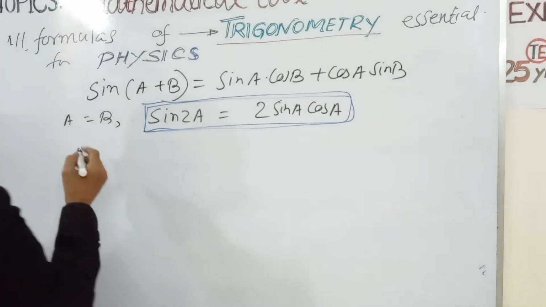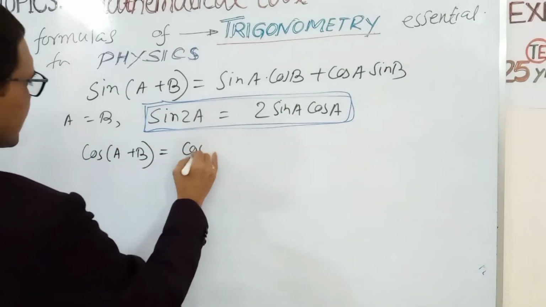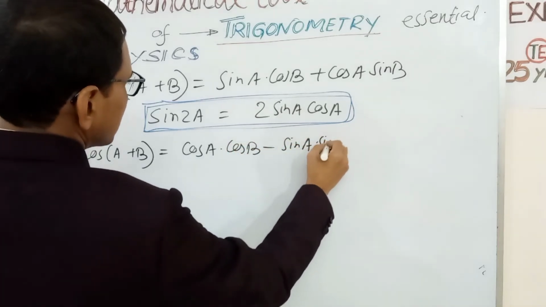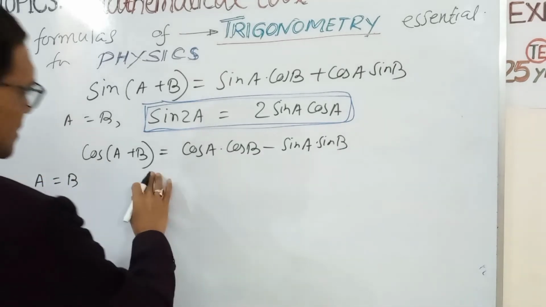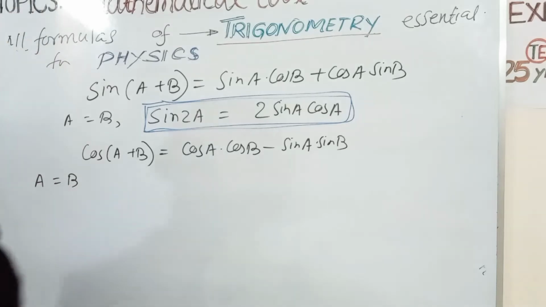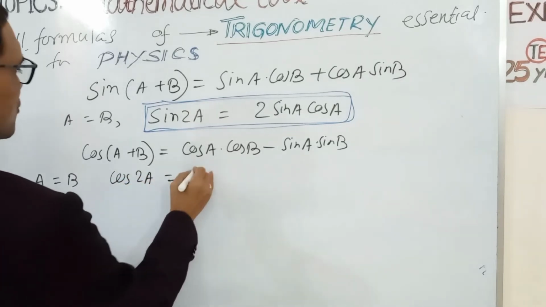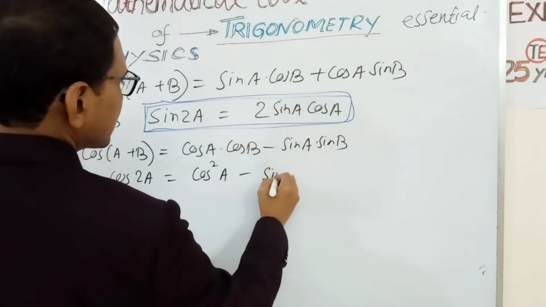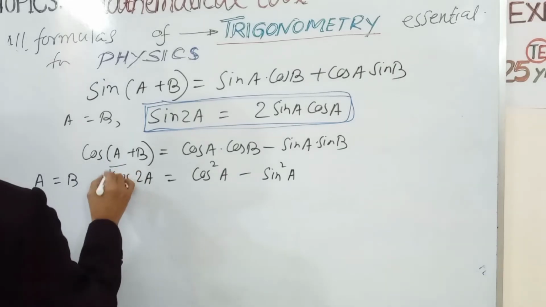Next, we know cos a plus b equals cos a cos b minus sin a sin b. Here we put a equal to b. This equation is satisfied for all angles, so we can assign a equal to b. So cos 2a equals cos a into cos a, which is cos square a, minus sin a into sin a, sin square a. So this is one important formula, cos 2a equals this.